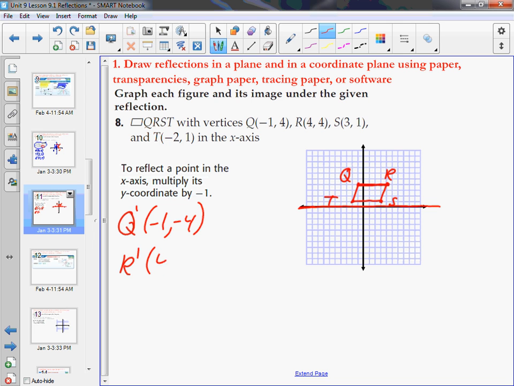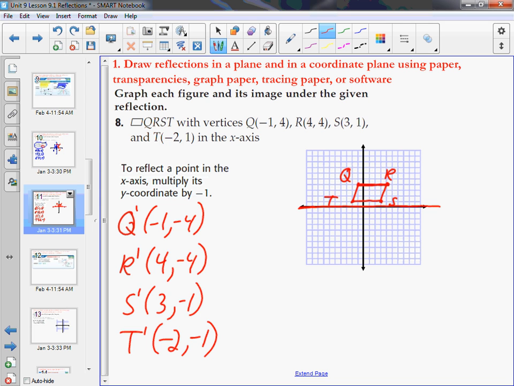For R prime, leave the x-coordinate alone, multiply the y-coordinate by negative 1 and get negative 4. For S prime, leave the x-coordinate alone, multiply 1 by negative 1 and get negative 1. For T prime, leave the x-coordinate alone, multiply 1 by negative 1 and get negative 1.